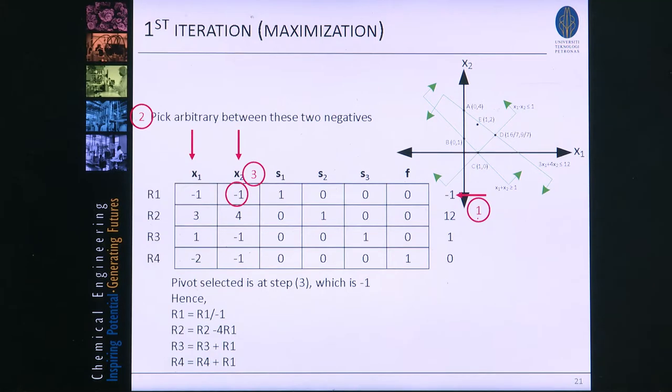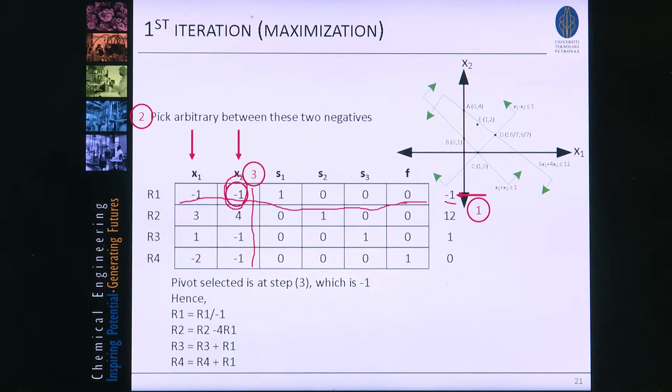So how do we do this? Step one, we want to replace it with positive numbers. From this row we have two negative numbers, so we can just pick any of them. In this case I just pick this one, minus one. So this is our pivot row, and this is our pivot column, and the intersection between them is our pivot point.